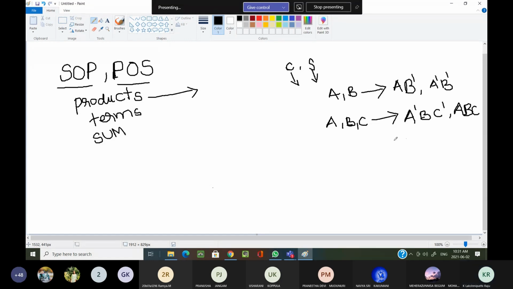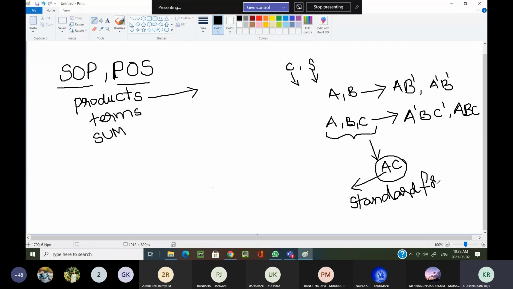By using the same three variables only, I can also write AC as a product term. AC is also a product term. But this is not the standard term. This is not the canonical product term. This AC is not in the standard form.